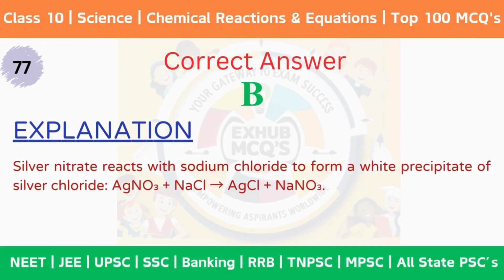The correct answer is option B, formation of a white precipitate. Explanation: silver nitrate reacts with sodium chloride to form a white precipitate of silver chloride and sodium nitrate in solution.